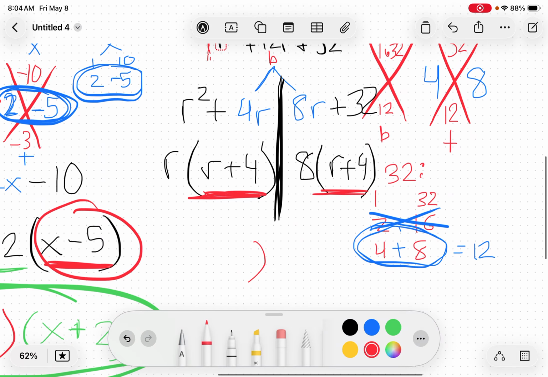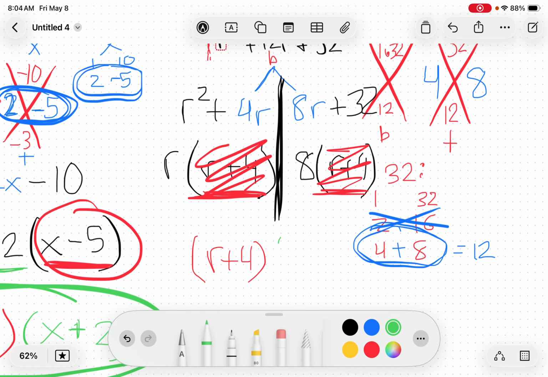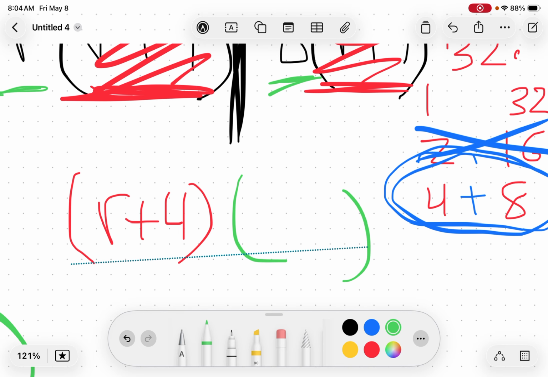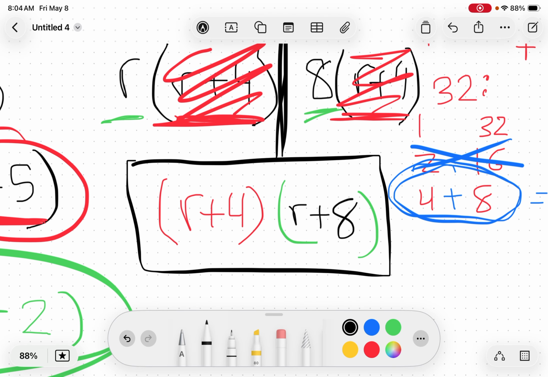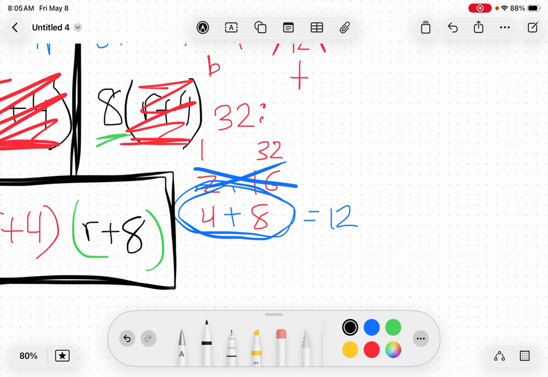Now that's going to be our first set of parentheses, which is r plus 4. That gets rid of those. And our second set of parentheses is going to be the stuff left in front, which is r and 8. And since that 8 is positive, they will be adding together. So it'd be r plus 8. And here is your final answer. Let's do one more.